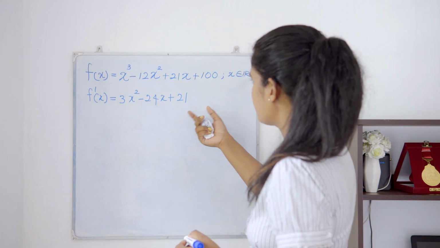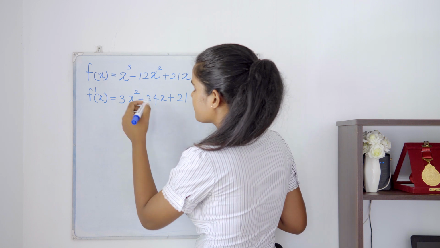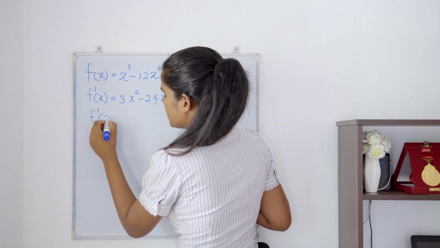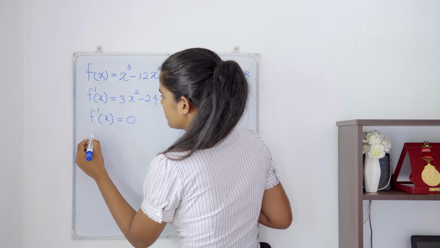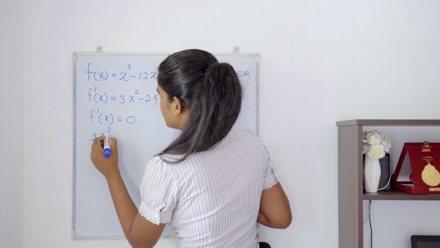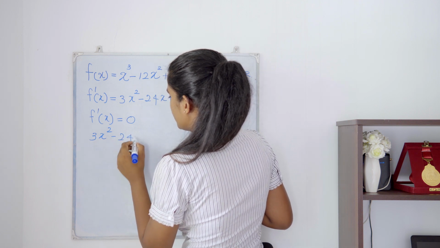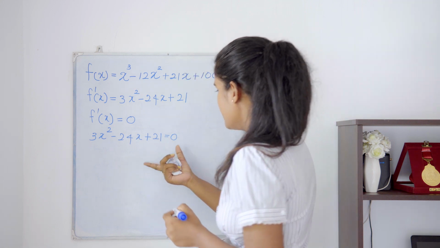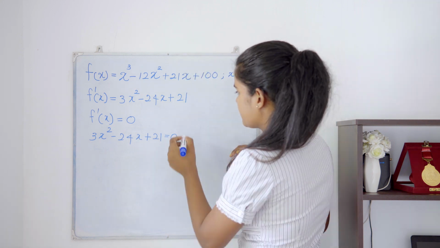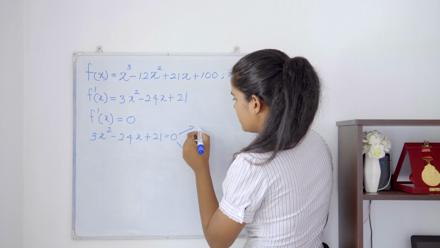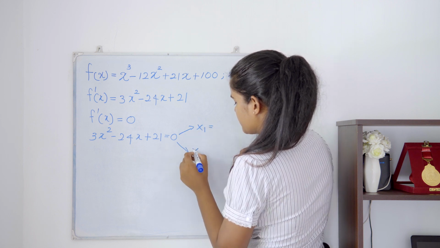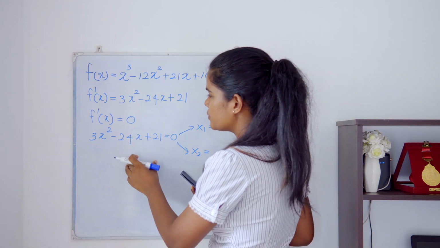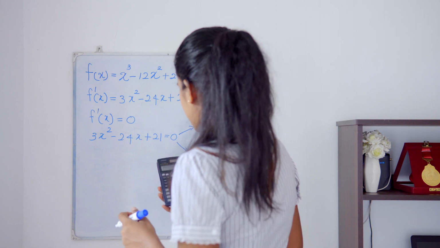This is the first derivative of this function, and to find the extreme points, we have to use f'(x) equals 0. Let's see how to do it. 3x squared minus 24x plus 21 equals 0. This is a quadratic equation. We have to find x1 and x2. Okay, let's see how to find the solution for a quadratic equation by using a calculator.